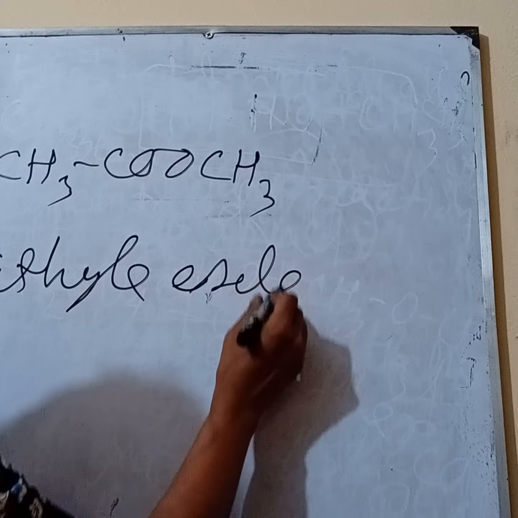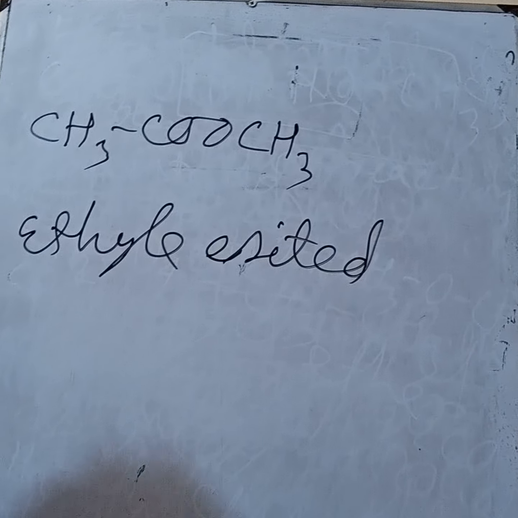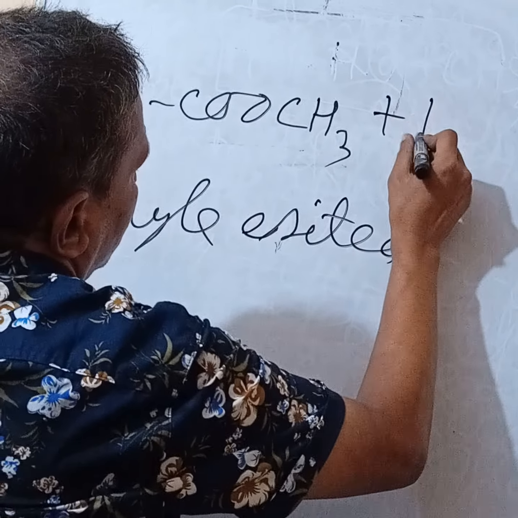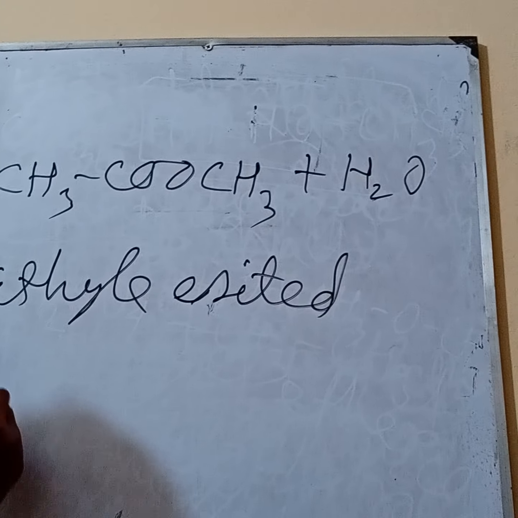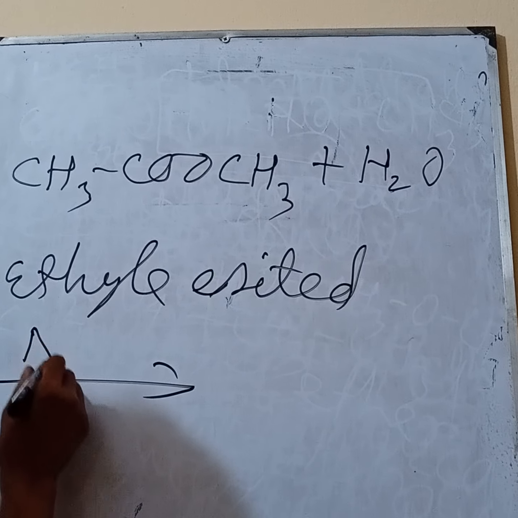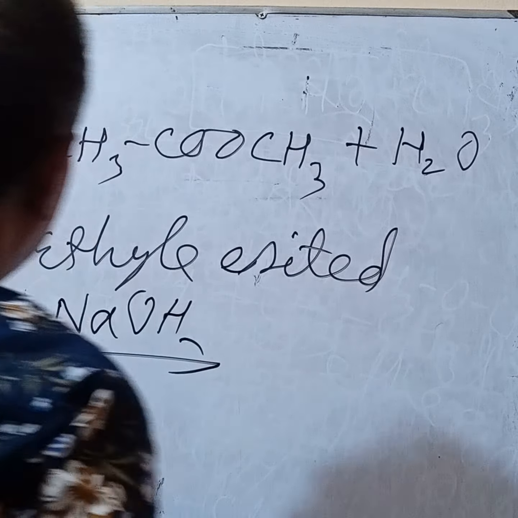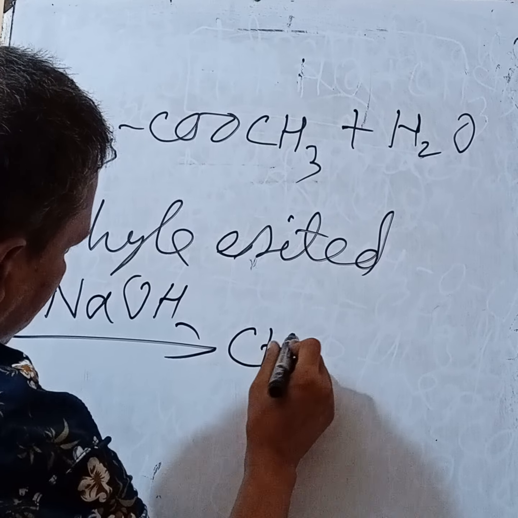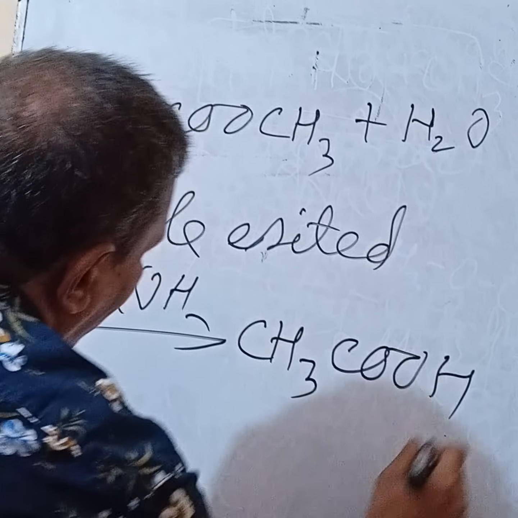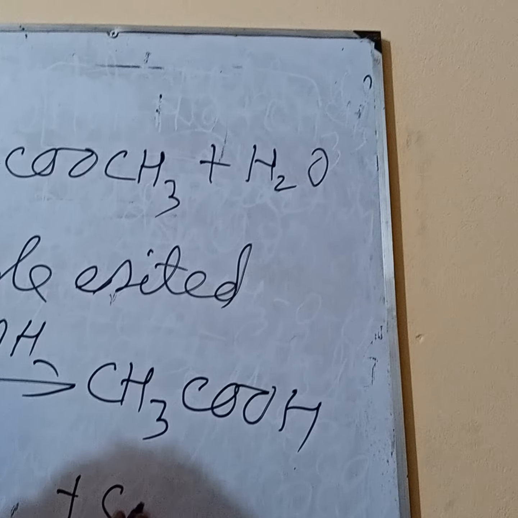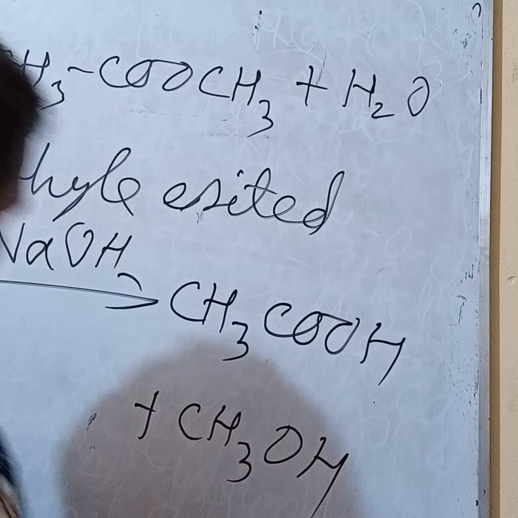Ethyl acetate with water. Heat it in hot conditions, in a medium of sodium hydroxide and water. It creates CH3COOH and CH3OH. Please observe this.